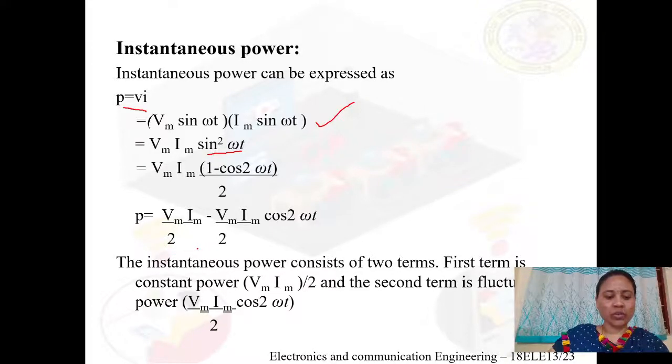Now here we can observe clearly instantaneous power has two terms. One is the constant term Vm Im divided by 2. This is the constant term, first term. And the second term is a fluctuating term, that is Vm Im into cos 2 omega t divided by 2. I repeat, the instantaneous power has two terms. The first term is a constant term Vm Im by 2, and the second term is a fluctuating part, that is Vm Im cos 2 omega t by 2.